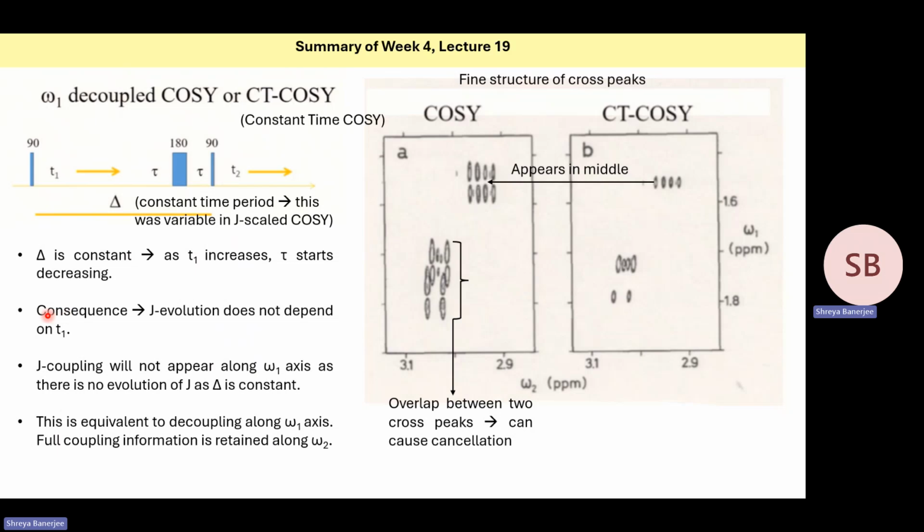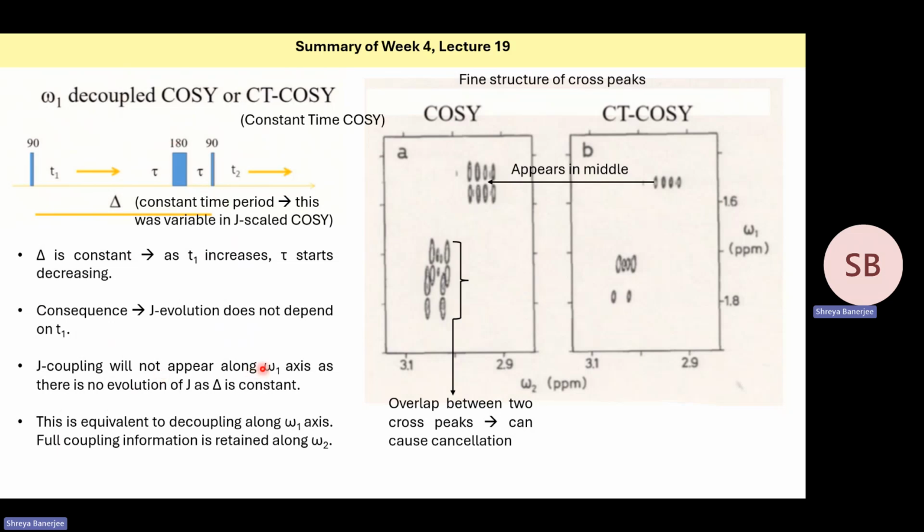So the consequence is that, we know that J evolution occurred for the entire time period from beginning to end. Now, because the time period from 90 to the last 90 is constant, the J evolution is also constant. So J coupling will not appear along the omega 1 axis because there is no evolution of J.